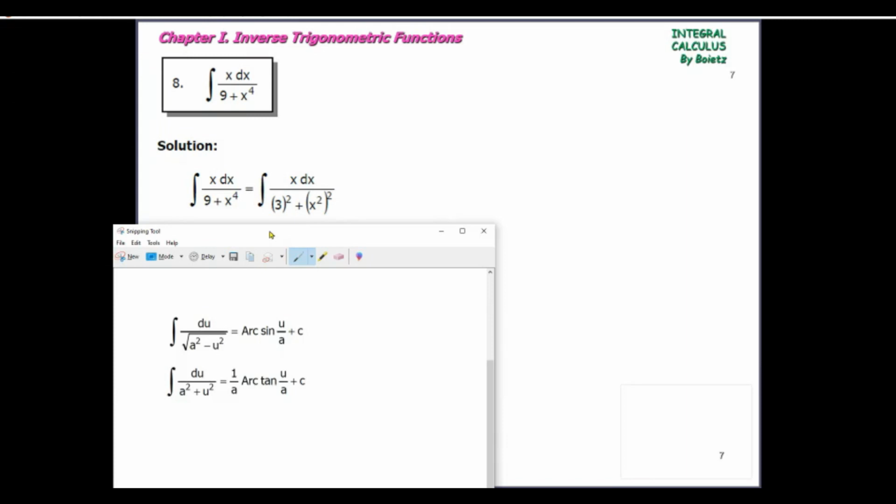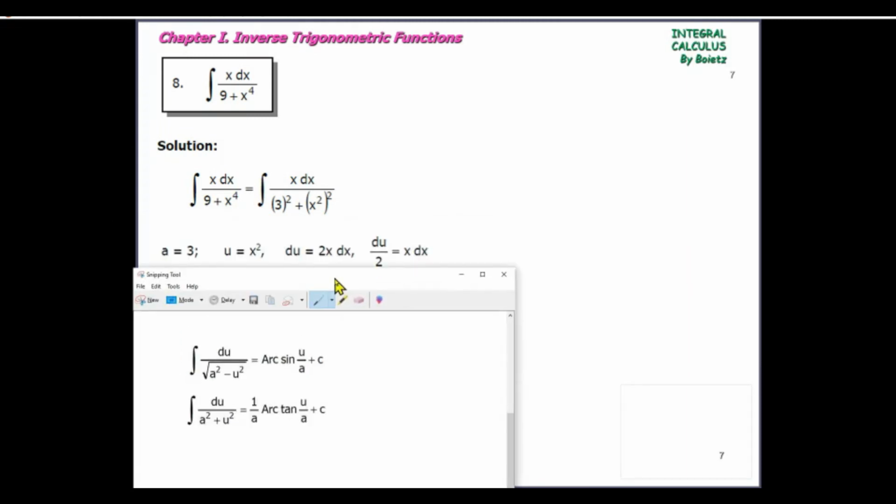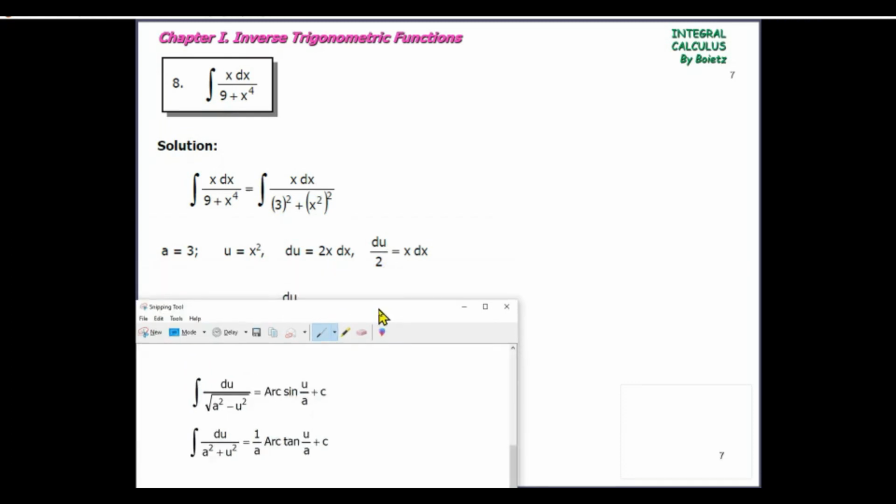Then, let's try inverse trigonometric. Let a is equal to 3. Then, u is equal to x squared. Then, du is equal to 2x dx. So, therefore, your x dx is equal to du over 2.